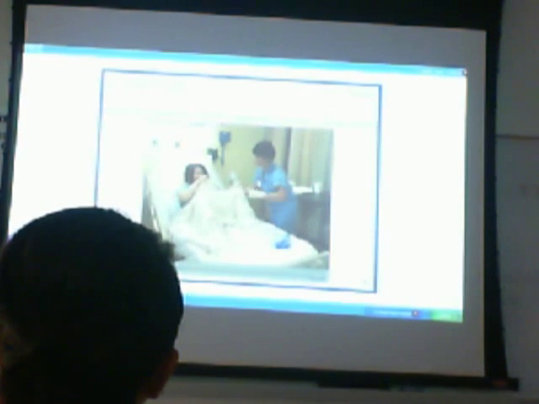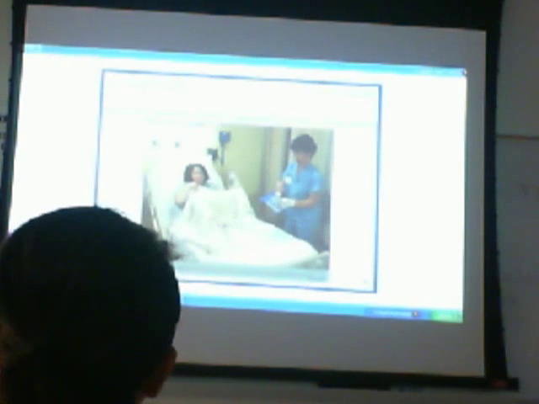Allow the patient to wash herself as much as possible to promote independence. Assist as needed.